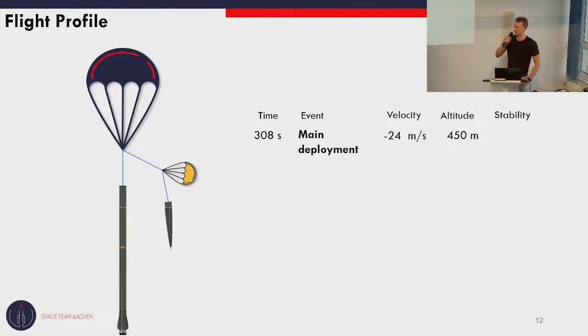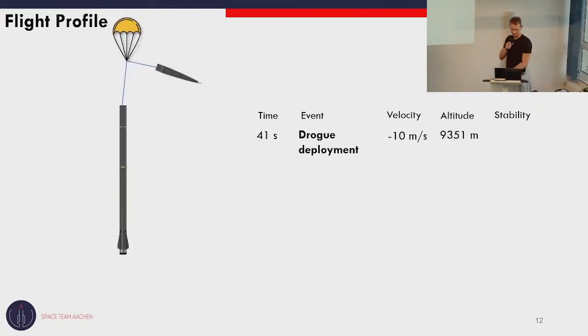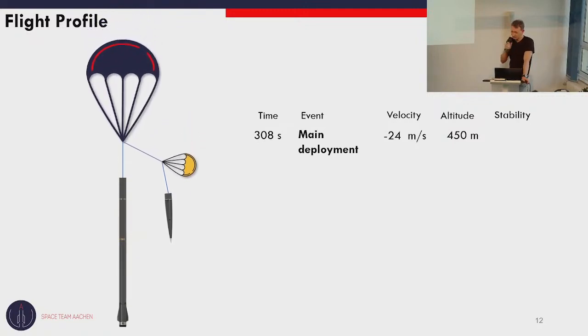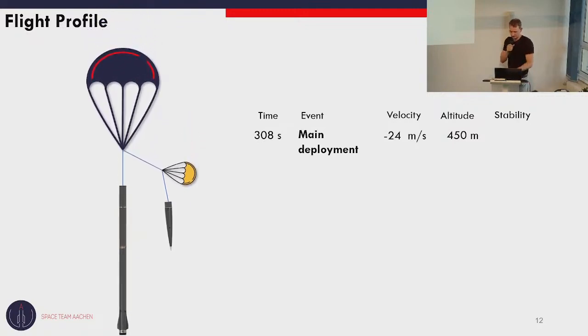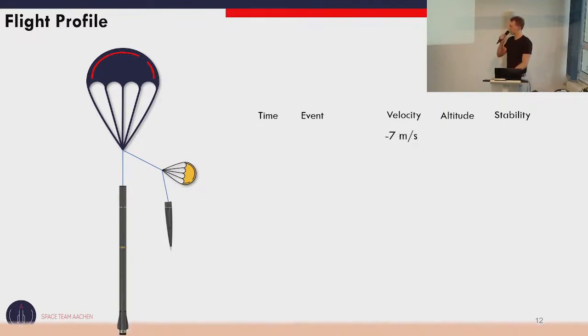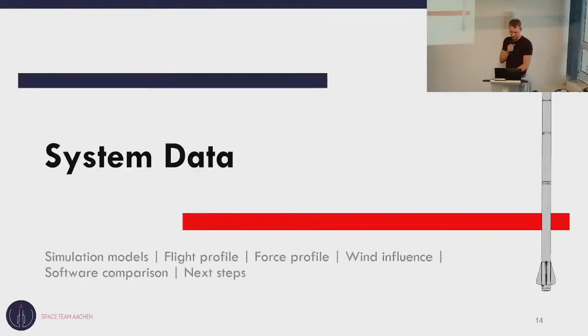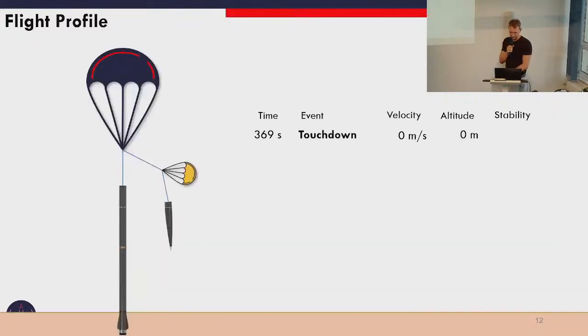So after 308 seconds after liftoff, the main parachute will be ejected and inflated, and we will reach the velocity of minus 7 meters per second and hopefully land in one piece this time. And that's it for the flight profile, and that's it for my part.